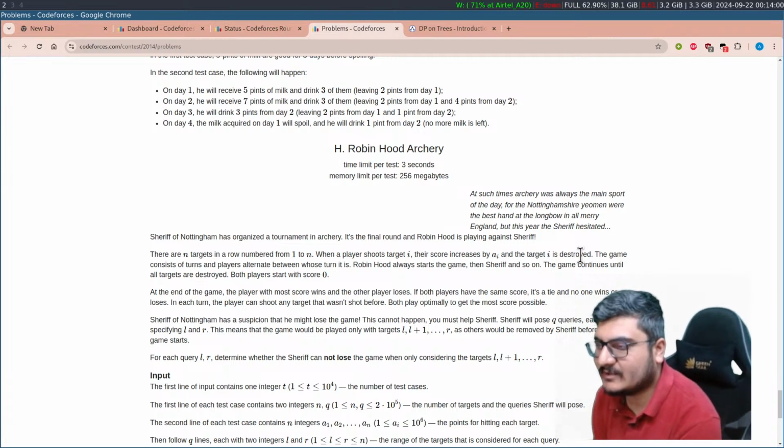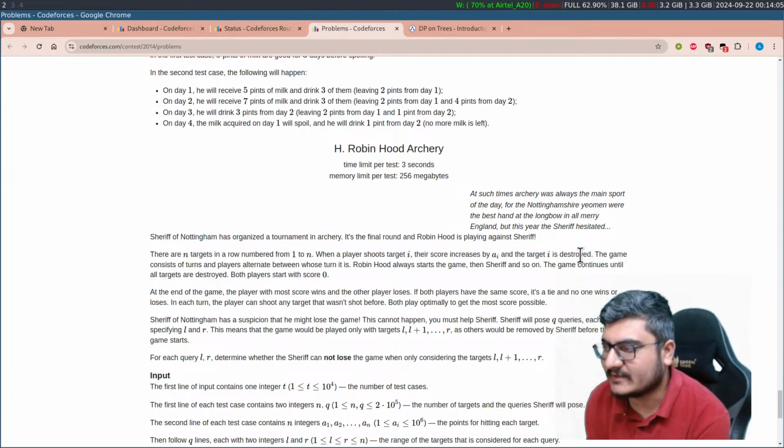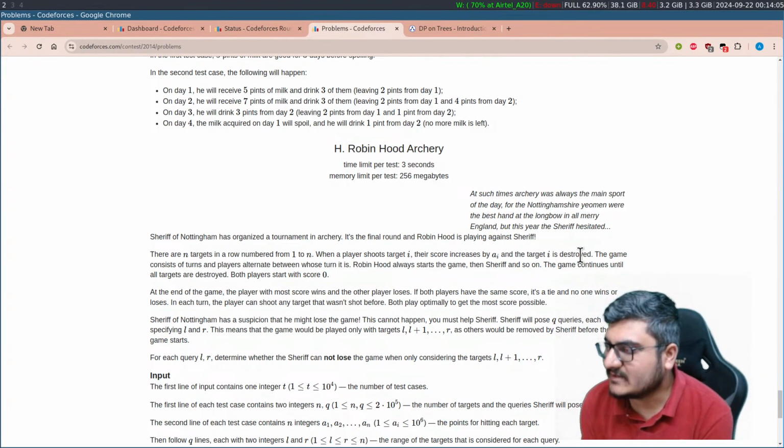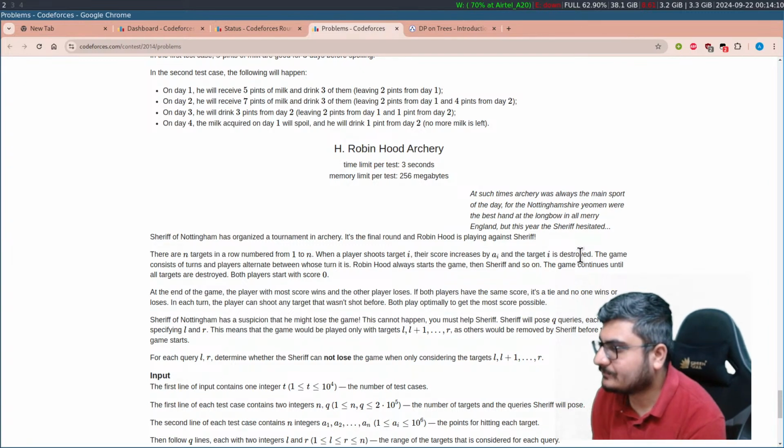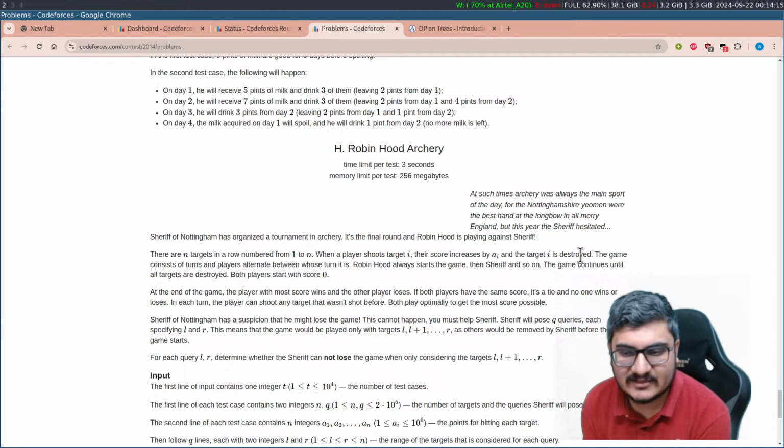The game consists of turns and players alternate whose turn it is. Robin Hood always starts the game, then the Sheriff, and so on. The game continues until all the targets are destroyed. Both players start with a score of 0.